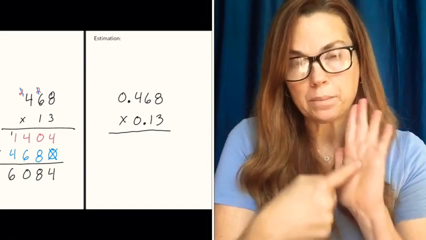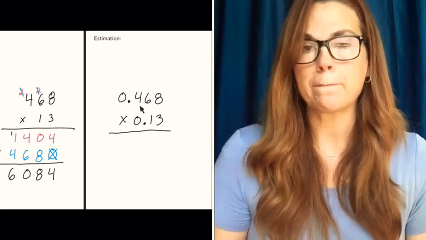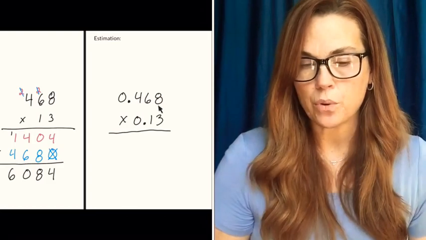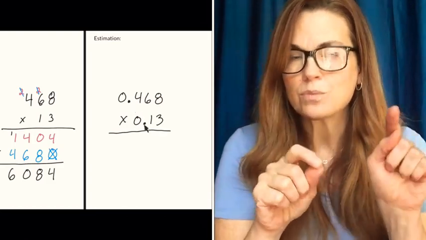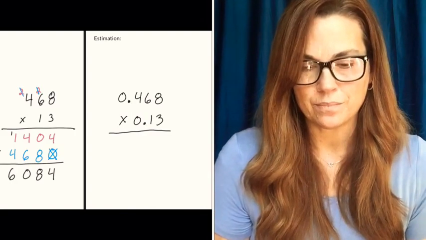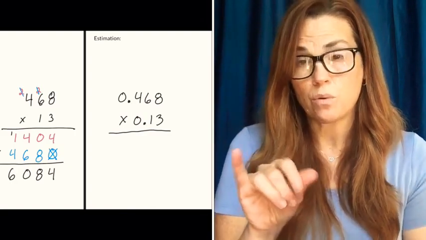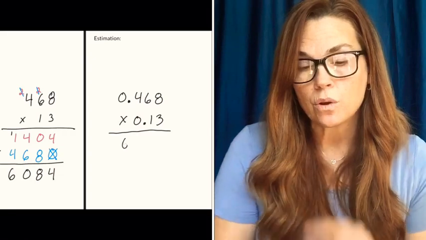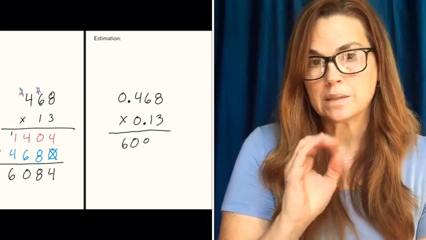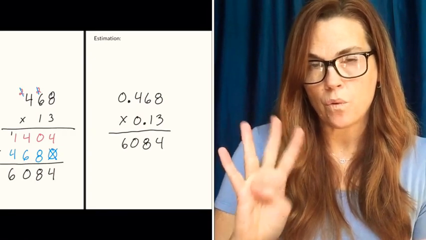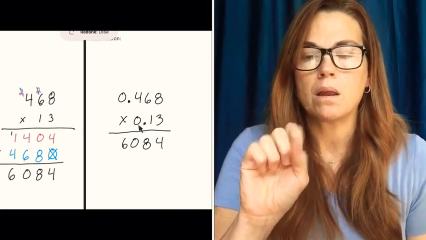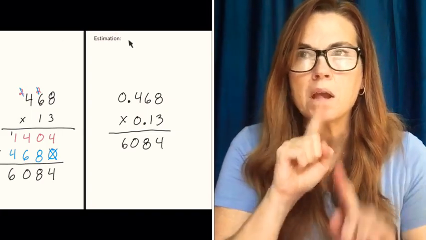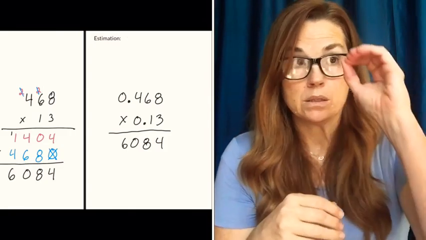So here's another one. I'm still using those same values, 4, 68, and 13, but now I have a decimal all the way in front of those two numbers. Okay, so knowing this, my final answer is still going to be 6,084. But if I'm looking at it and I'm making an estimation, I have 0 and 0. My answer should be pretty close to 0 for my estimation.